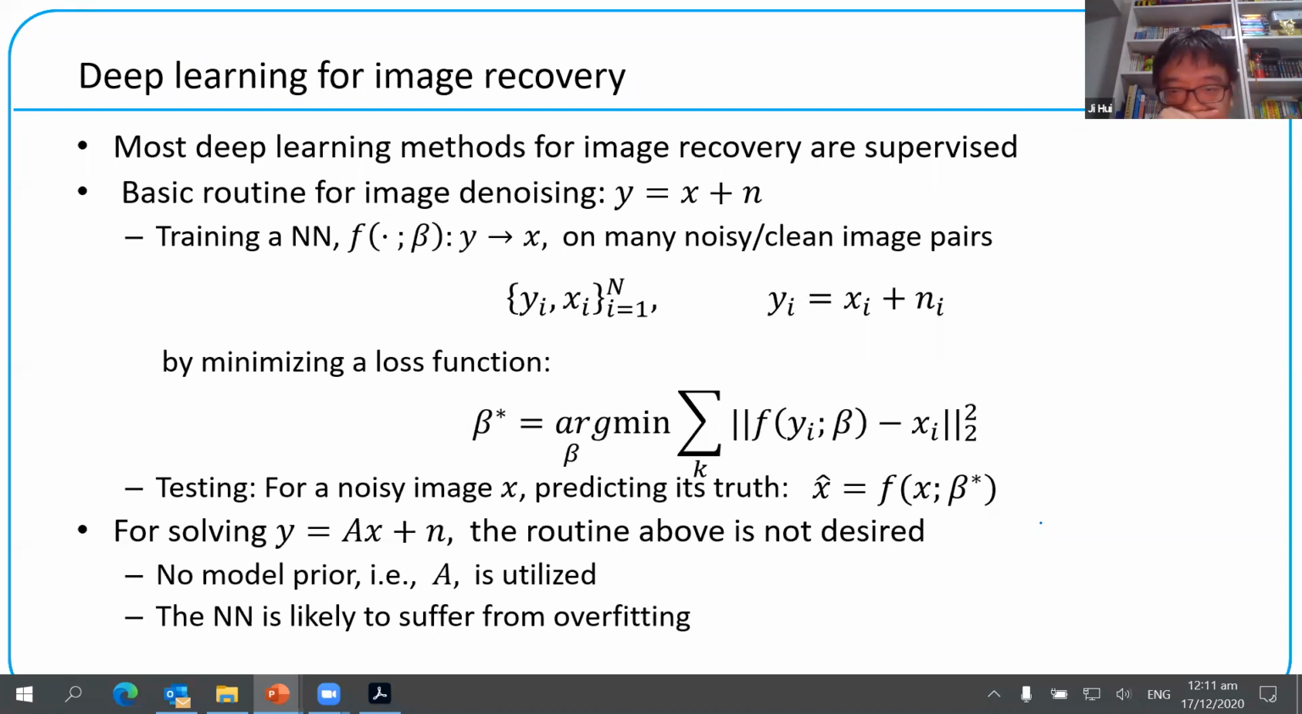All right. However, this routine for image denoising is usually not good if you use it for solving the general inverse problem, because as I said, if you do deep learning for image recovery, you try to learn the map from a very high dimensional space to another very high dimensional space. Therefore, if you solve the general linear inverse problem the same way as image denoising, you don't use the model prior, because you have the model A, right? It tells you how the image is degraded. So, secondly, as a result, if you do that directly, you are going to suffer severely from overfitting.